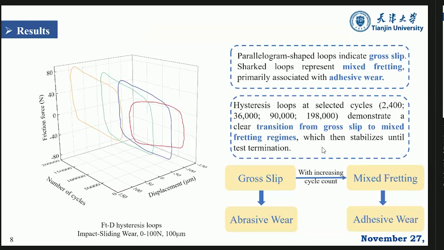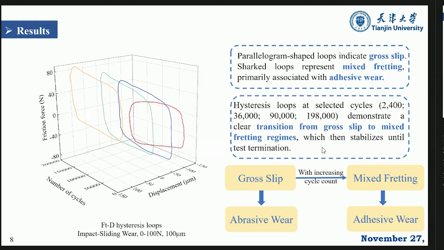We change the cycles from 0 to 200,000 cycles. Then we can get the displacement and friction force each time, and then we can have the loops. From the beginning, we can show here that is a regular loop, a parallelogram. That means in the fretting wear, it is the gross slip loop. Then as we increase the cycles, it changes to some sharp loops. That means it goes to mixed fretting.